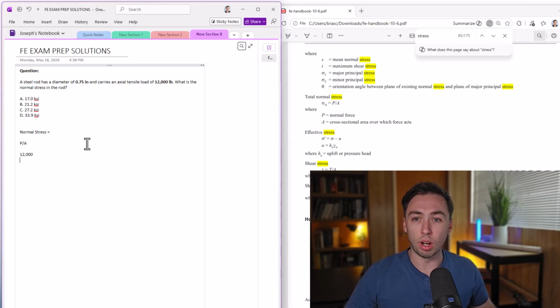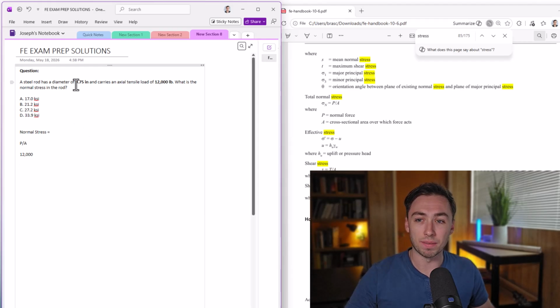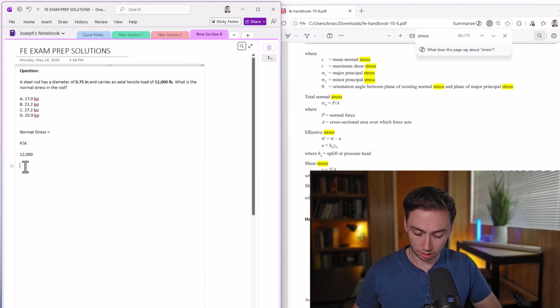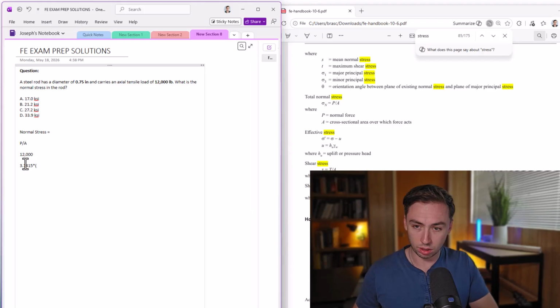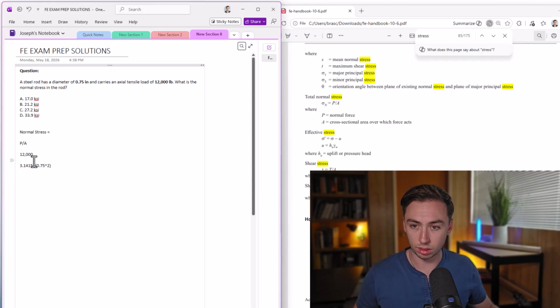So also note the units. It's in ksi, not feet, but it's in inches. So we can leave that diameter as 0.75 inches. So pi times d squared, all of this over 4, right?